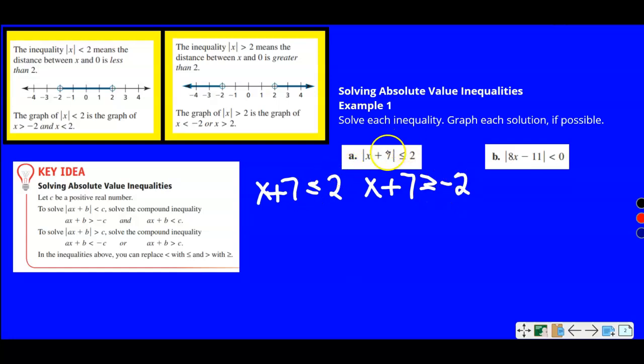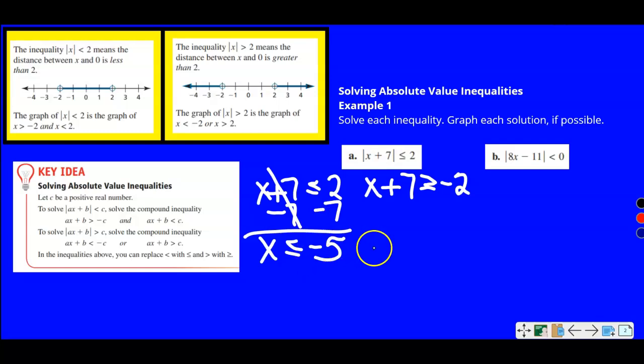Okay, so see this one, they do the negative first. I usually do the positive first. The order in which you solve these doesn't matter. Just make sure you do one that stays positive, and then when you change it to negative, you also flip the inequality. All right, so subtract 7 from both sides. x is less than or equal to 2 minus 7 is negative 5. And then I'm going to do the same thing here, subtract 7 from both sides. So x is greater than or equal to negative 9.